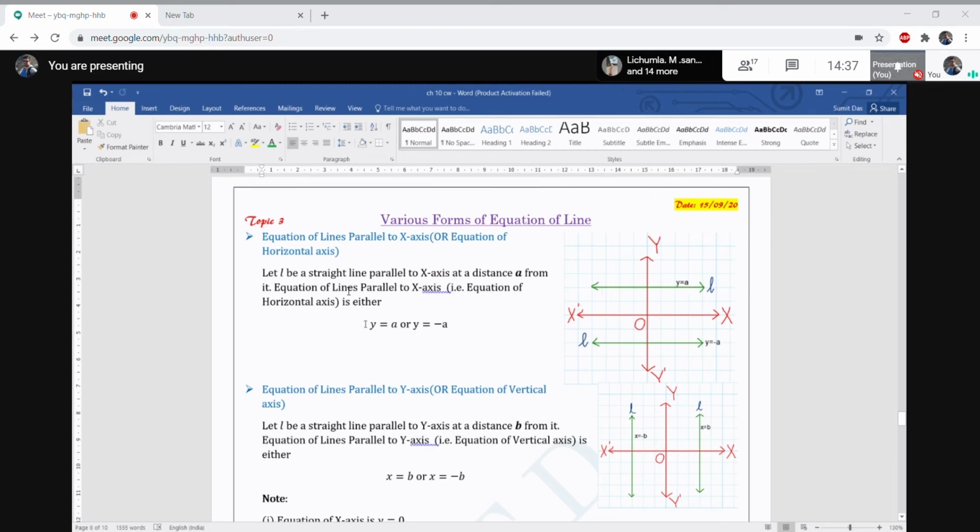This part you already learned in class 9. If you remember, lines parallel to the x-axis and y-axis, we already learned in class 9. I'm just reminding you once, just repeating.